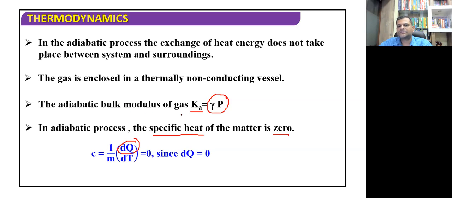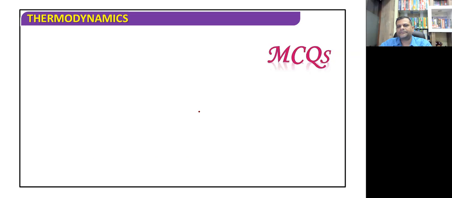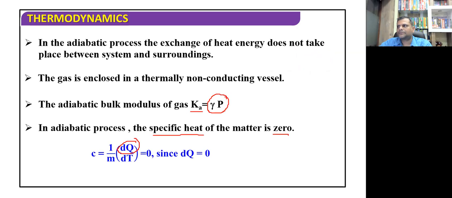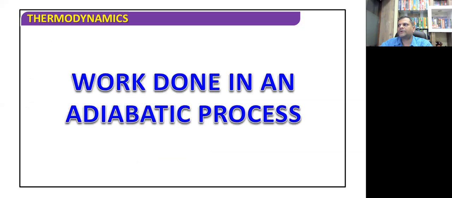Adiabatic bulk modulus is gamma times pressure, and the slope of the curve, that is, the slope of the adiabatic curve, is gamma times P by V, whereas in the isothermal condition, the slope of the PV graph is always equal to P by V only.